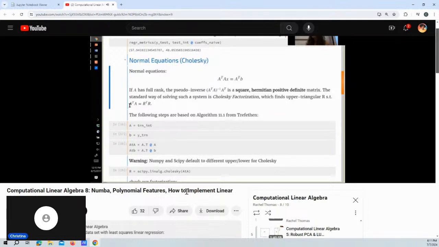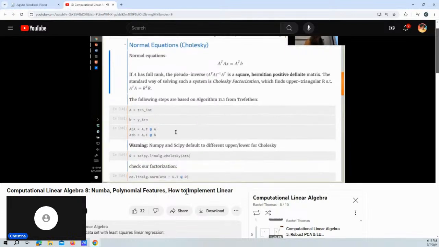Yes, lower triangular, that's correct. Not all questions I ask are hard. So in this case, we're looking at A transpose A, we're going to take the Cholesky factorization, and that'll give us back R such that A transpose A is R transpose times R. A transpose times A equals R transpose times R.